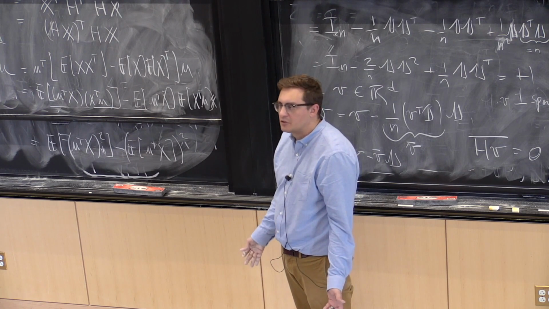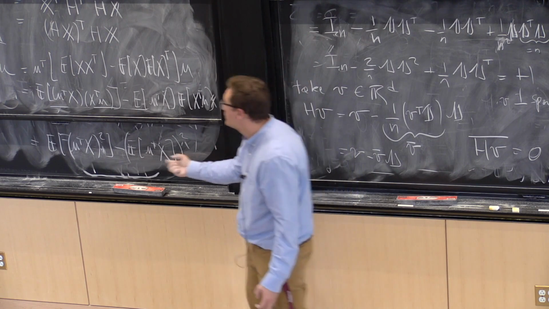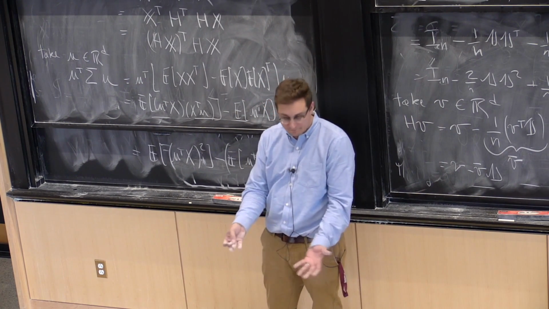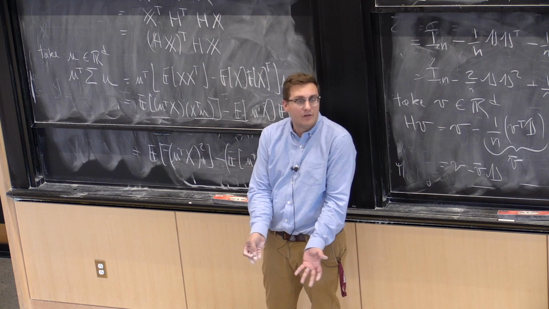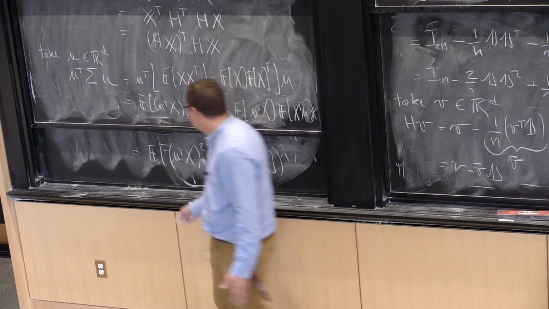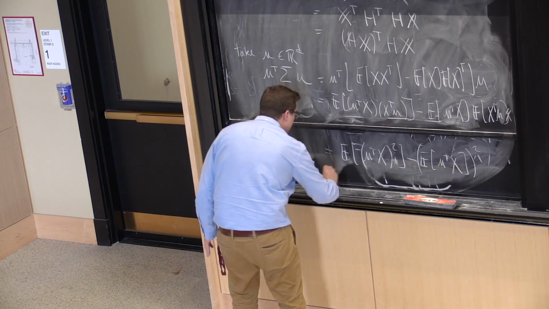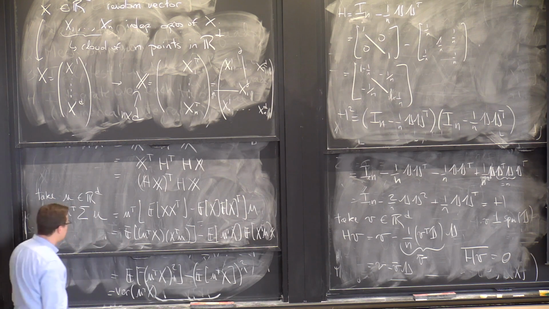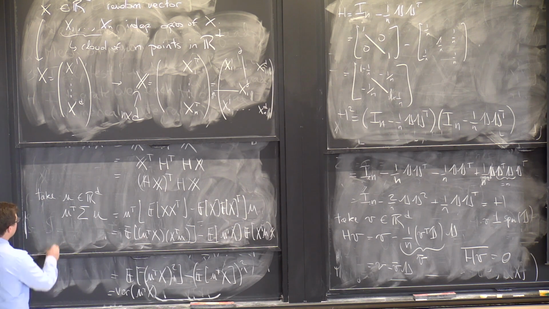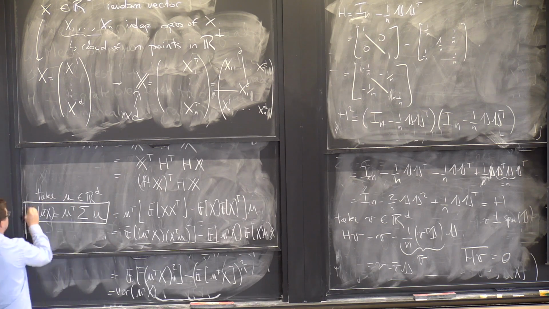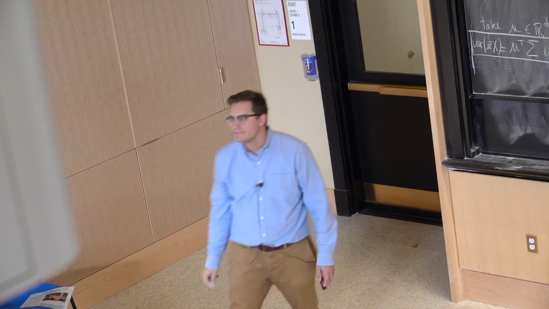But this is something that should look familiar. This is really just the variance of this particular random variable, which is of the form u transpose x. Right? u transpose x is a number. It involves a random vector, so it's a random variable, and so it has a variance. And this variance is exactly given by this formula. So what we've proved is that u transpose sigma u is really just the variance of u transpose x.